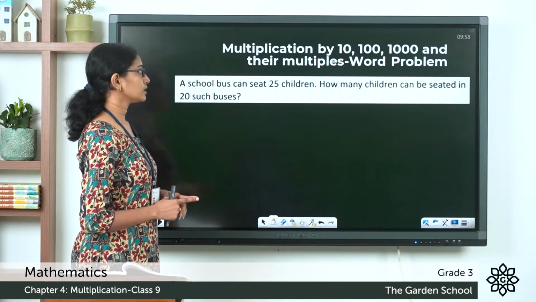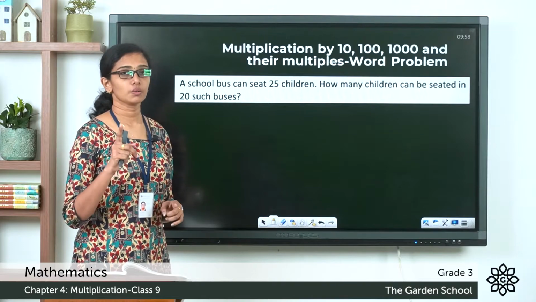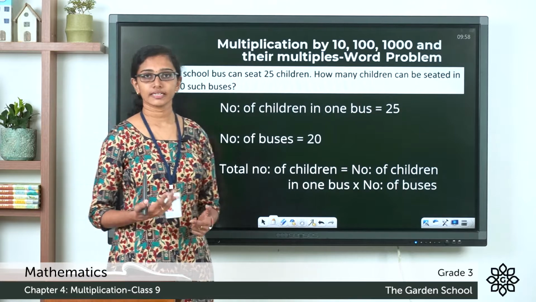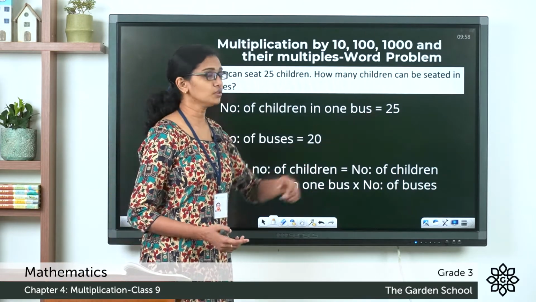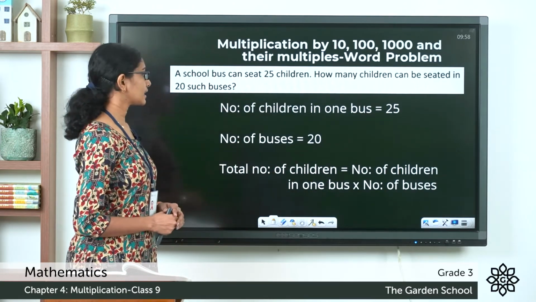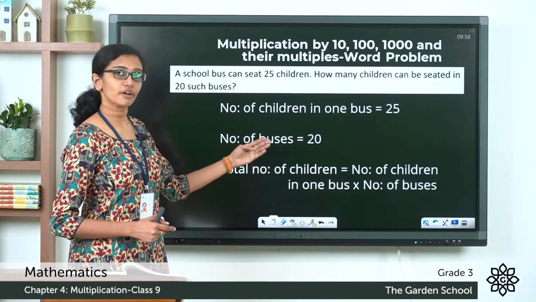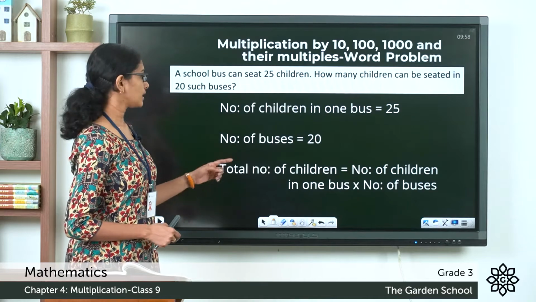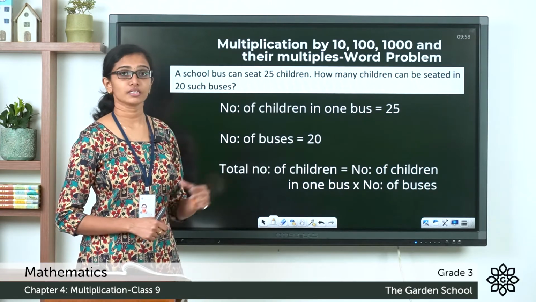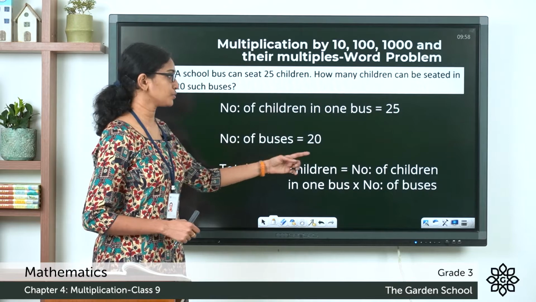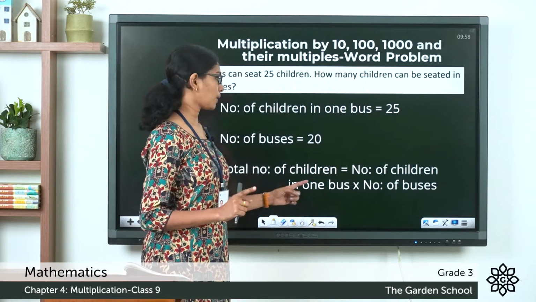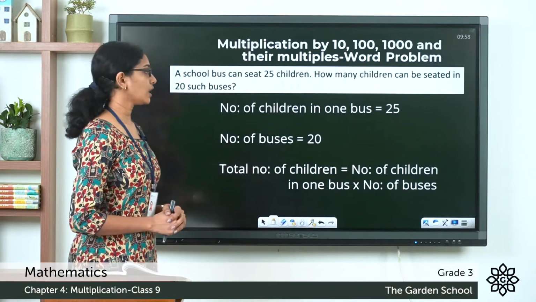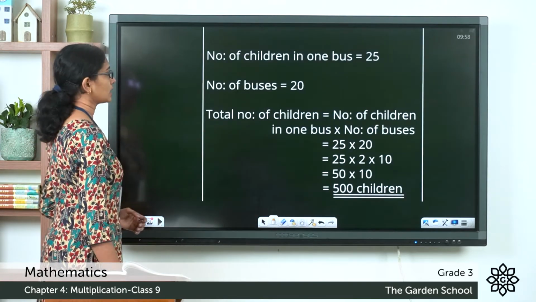So it is given the number of children in one bus. How much is it? The number of children that can be seated in one bus is equal to 25. And there are how many buses? The total number of buses is equal to 20. Now, the total number of children in 20 buses would be equal to the number of children in one bus into the number of buses. Clear? Now, let's substitute the numbers.